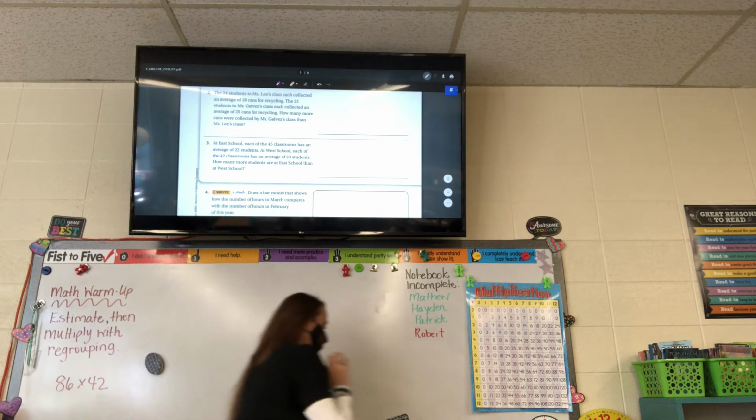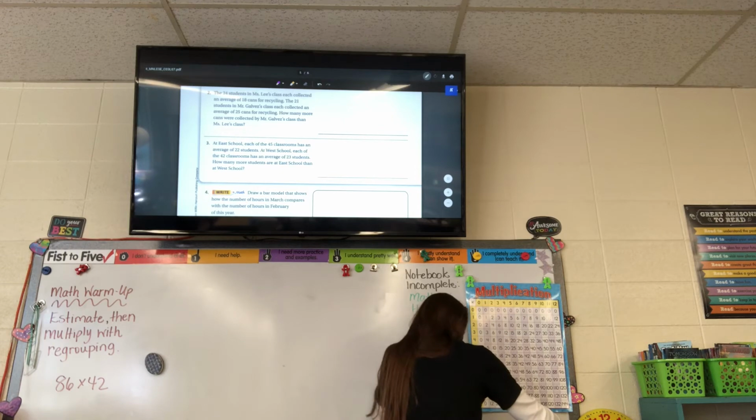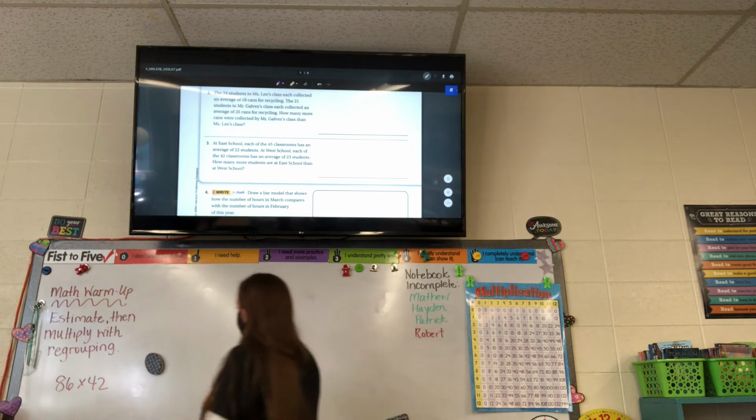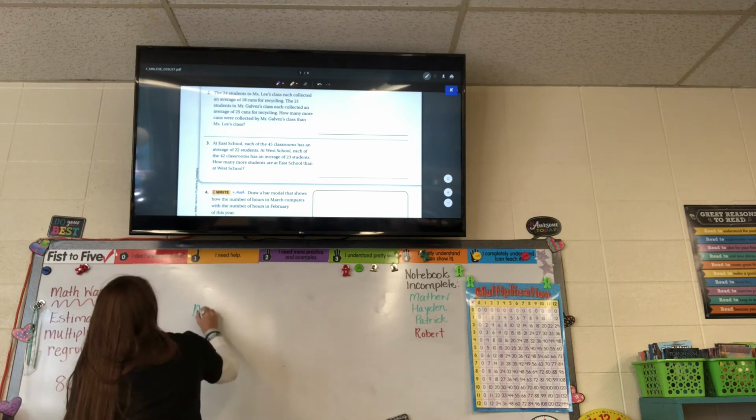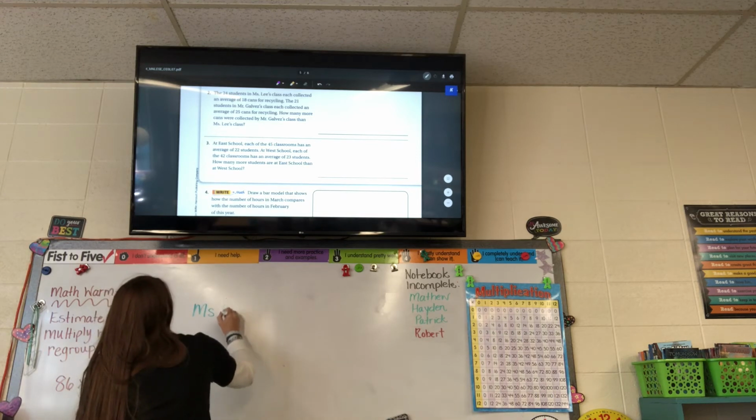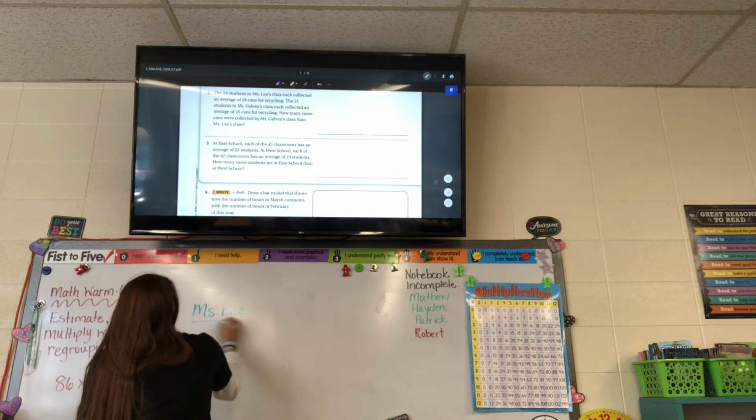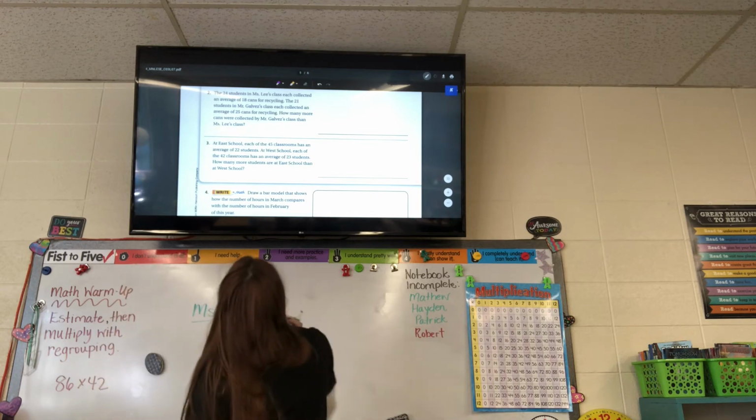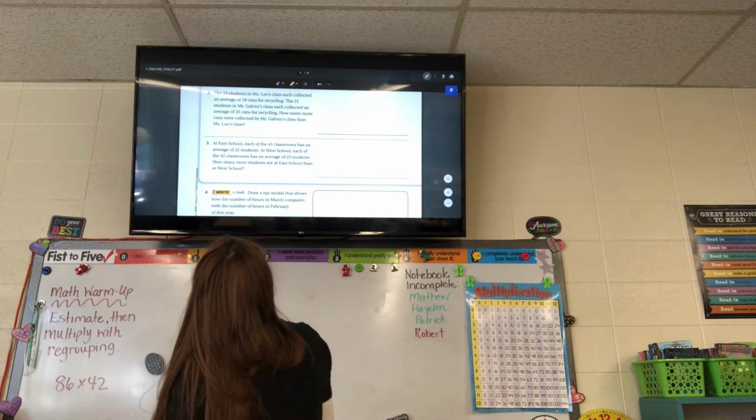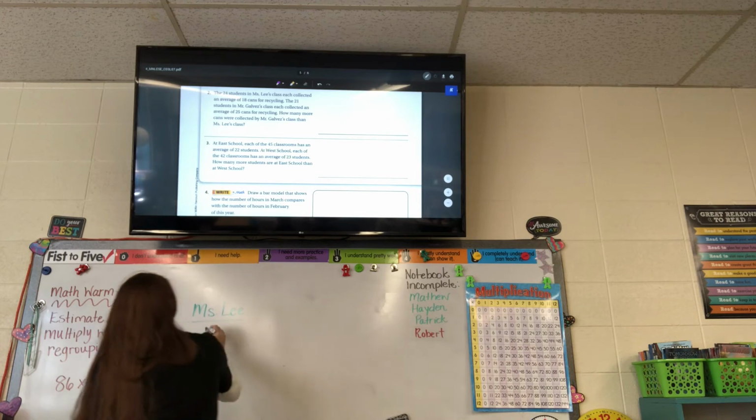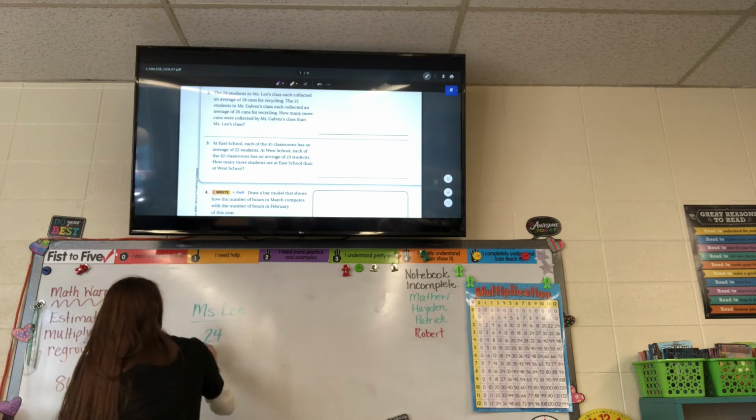Okay, so I'm going to do these in 2 different colors to help us see. For Miss Lee's class, what are the 2 numbers that I'm going to multiply together? 41 and 25. Nope. 24 and 18, with the 24 on top.